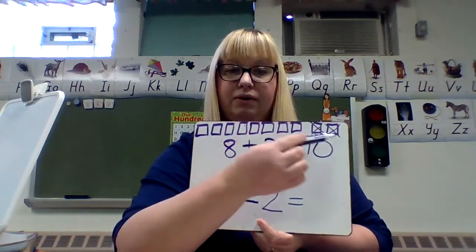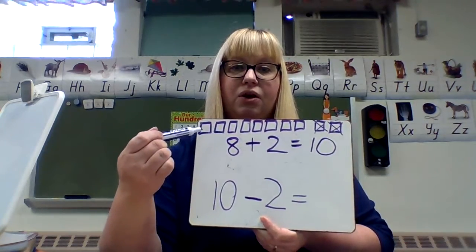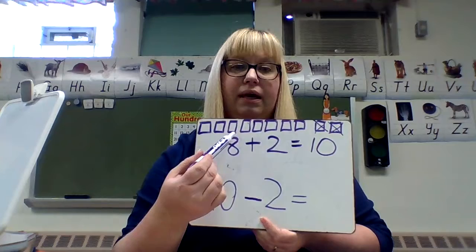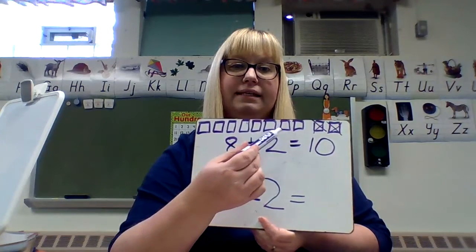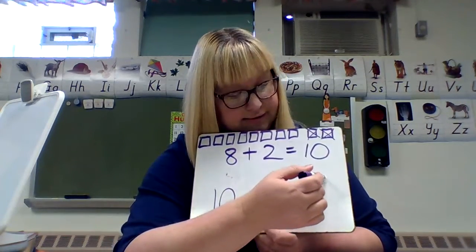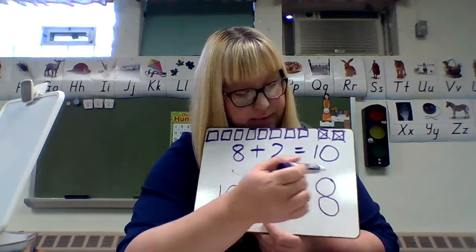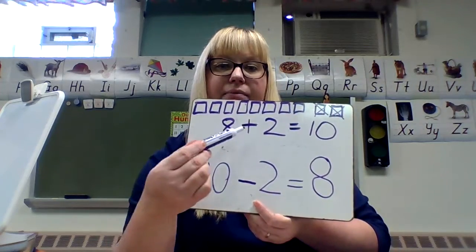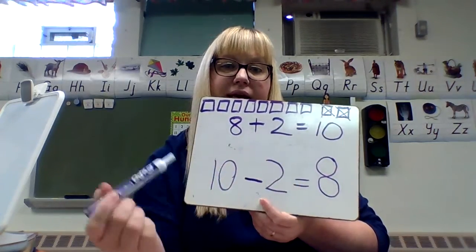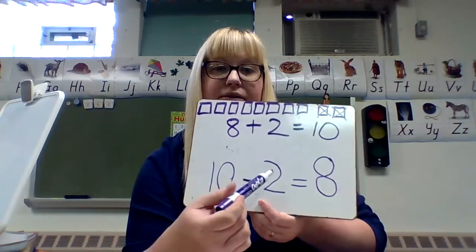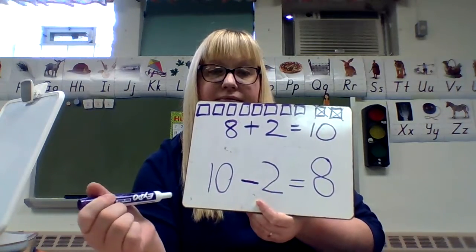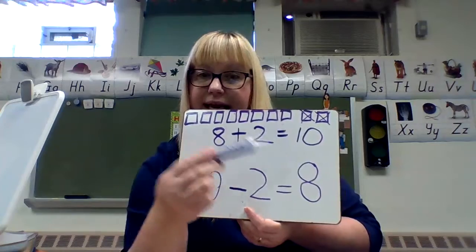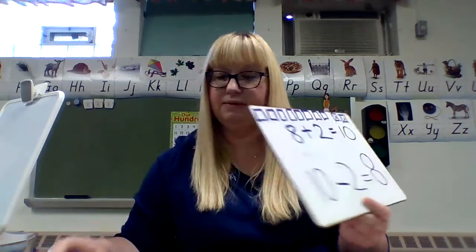So we have 10 up here. We took 2 away. So what do we have left? 1, 2, 3, 4, 5, 6, 7, 8. You see how it's kind of the opposite here? We have 8 plus 2 equals 10. Then we have 10 minus 2 equals 8. So they all kind of fit in together. Get some different numbers with you, bigger numbers. Let's do another one just for review.